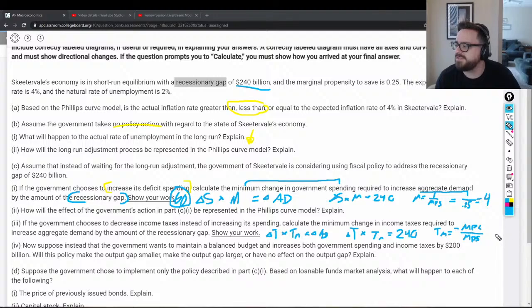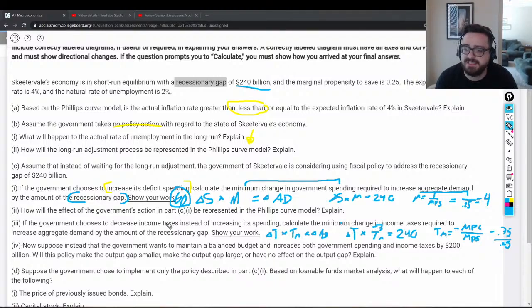So we got negative MPC over MPS. It is negative 0.75 over 0.25. 0.75 over 0.25 is 3. Something times 3 equals 240. Or, sorry, negative 3. Something times negative 3 is 240, positive 240, it should be mentioned. So this has to be negative.